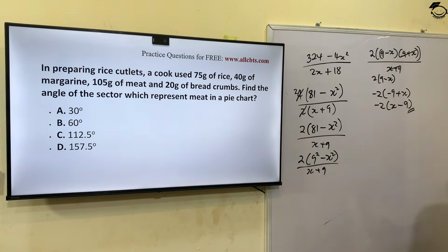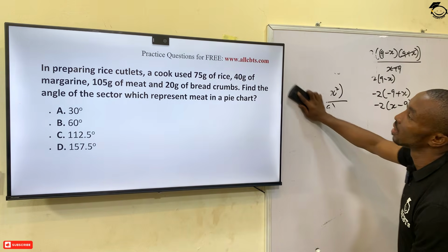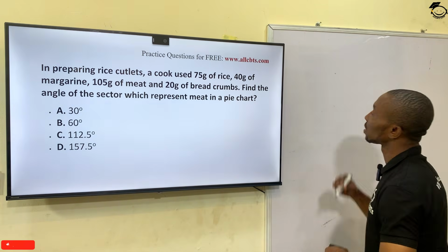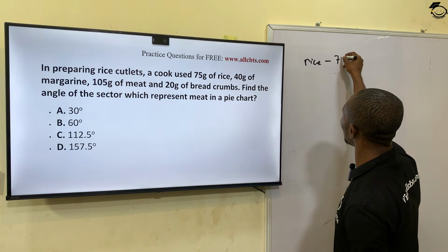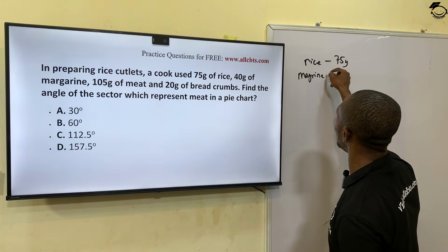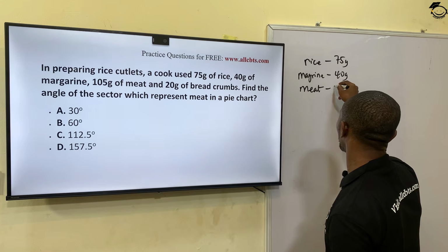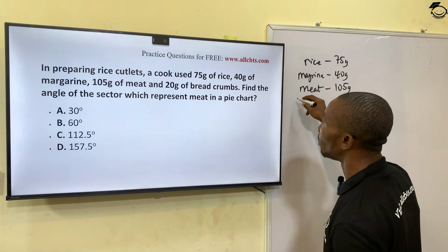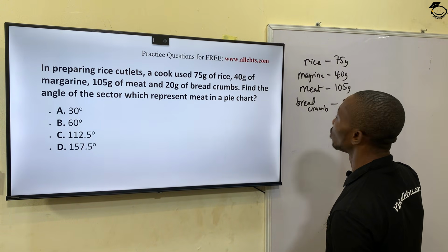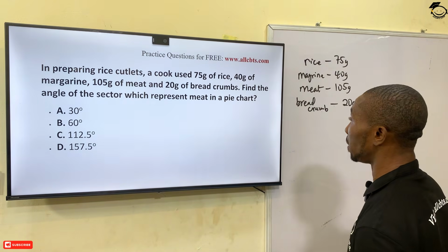Now, to our next question, it says, in preparing rice cutlets, a cook used 75 grams of rice. For rice, we have it as 75 grams. And margarine, we have it as 40 grams. Meat, we have it as 105 grams. Breadcrumbs, we have it as 20 grams. Find the angle of the sector which represents meat in the pie chart.